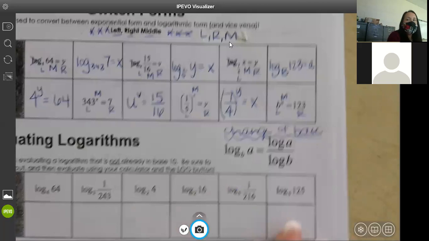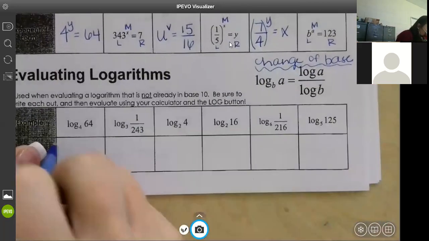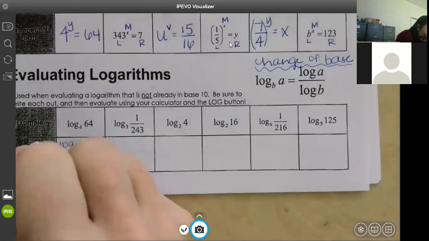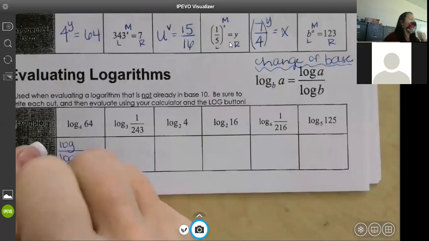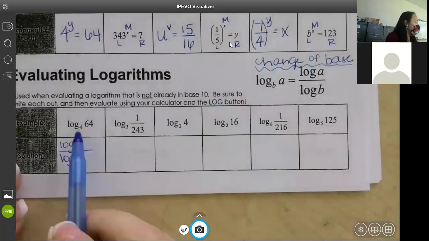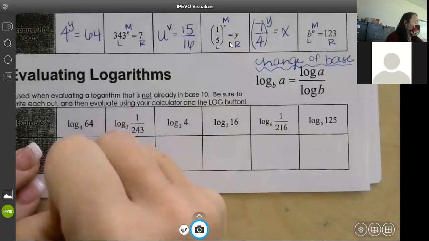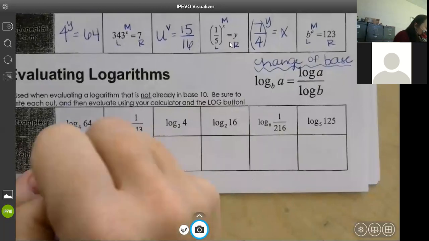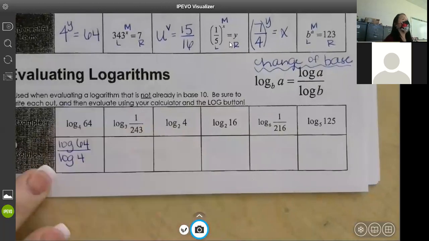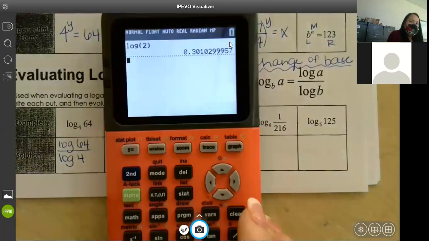So when we look at this and we want to evaluate these, you're going to write log over log. Make sure you remember which one goes where. The first number goes on the bottom. It's the base. So log 4. The other number goes on top. So log 64 over log 4. And you put that in your calculator, okay?